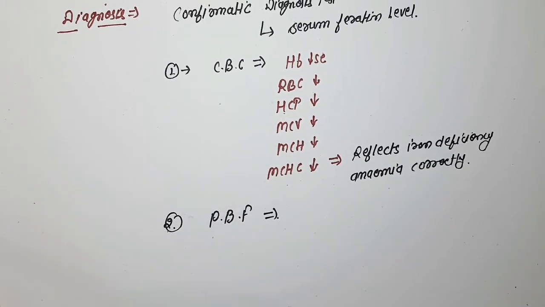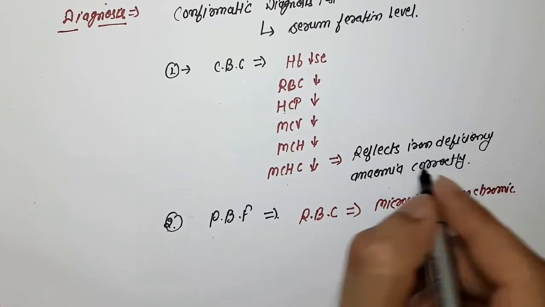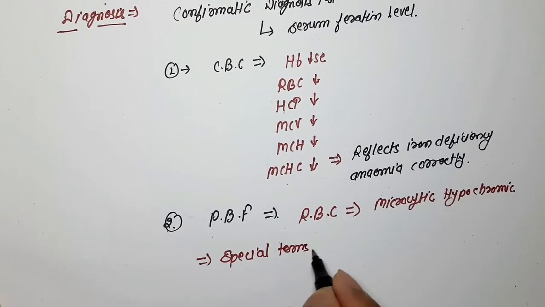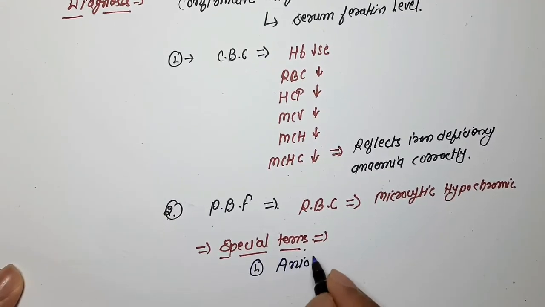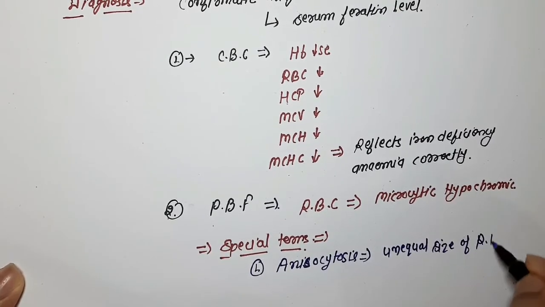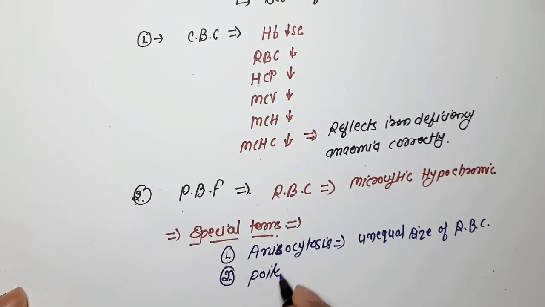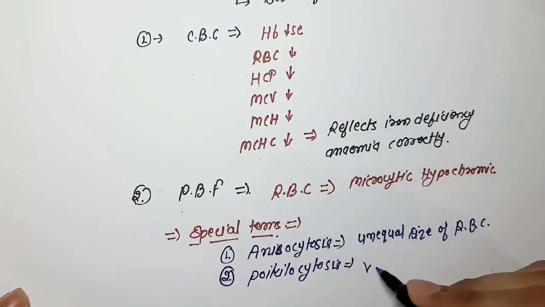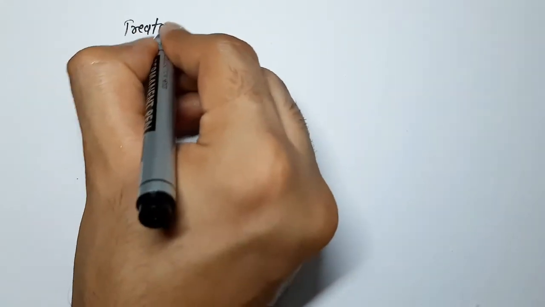Now PBF, peripheral blood film. In PBF we check RBC morphology. So RBC is going to be microcytic hypochromic in iron deficiency anemia. Now we are going to look at some special terms. Number 1 is anisocytosis, which means unequal size of RBC. Number 2 is poikilocytosis, which means variation in shape of RBC.